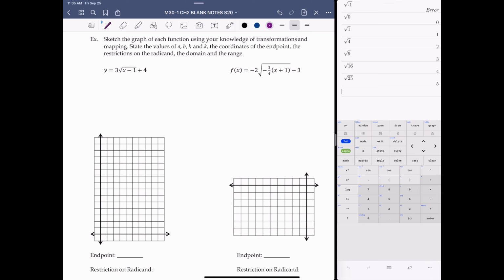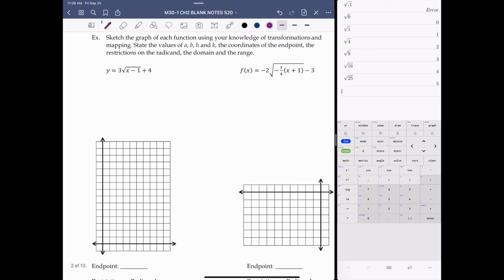Sketch the graph of each function using your knowledge of transformations and mapping. State the values of a, b, h, and k, the coordinates of the endpoint, the restrictions on the radicand, the domain, and the range. We have the function y equals 3 times the square root of x minus 1 plus 4. Let's state the values of a, b, h, and k.